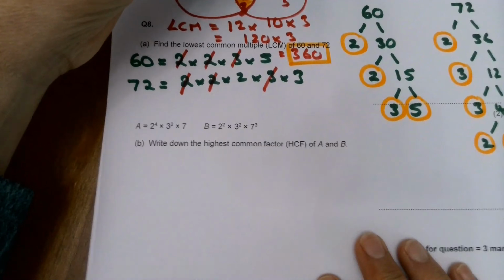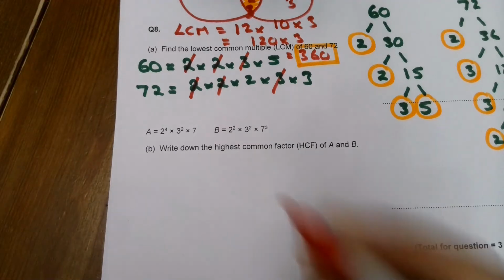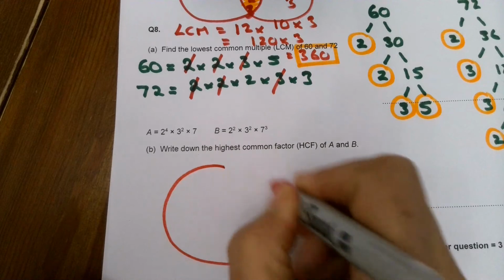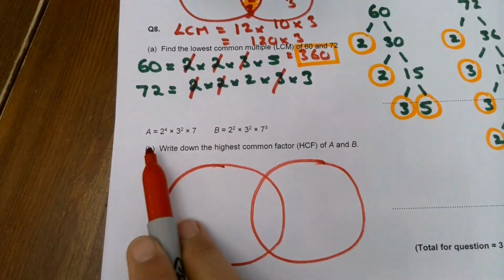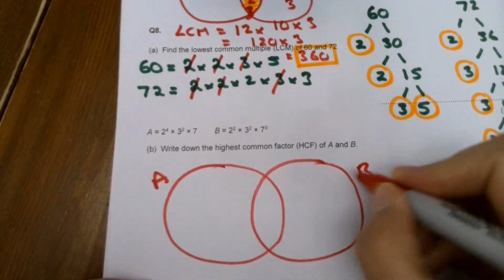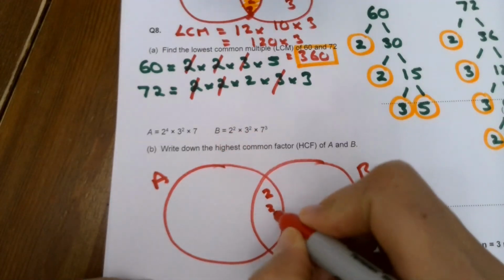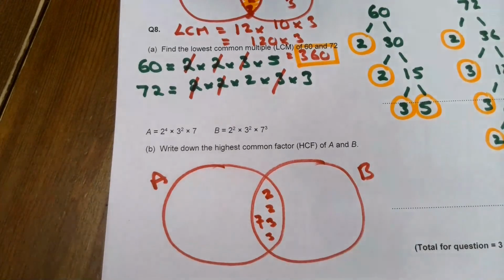And we have the last question, B. Find the highest common factor of A and B. So I am going to draw my Venn diagram nice and big, and I want to look at what's common in A and B. So this is A and this is B. Well, I've got 2 2s in both of them, and I've got 2 3s in both of them, and I've got a 7 in both of them.